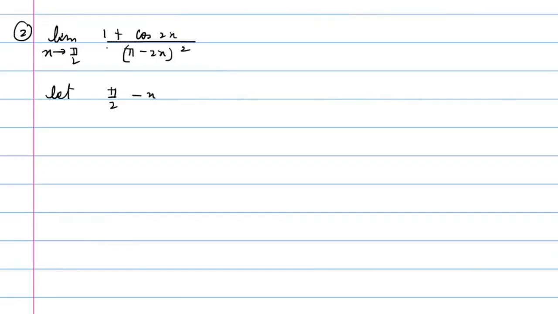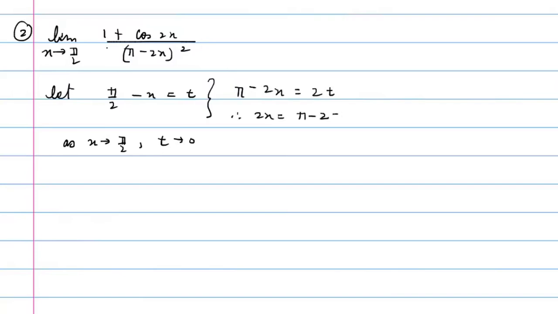We'll take pi by 2 minus x as t. So as x tends to pi by 2, t tends to 0. And this is going to give me pi minus 2x as 2t. Okay, and also 2x is pi minus 2t. So I can write limit t tends to 0, 1 plus cos pi minus 2t. And here I have 2t squared.